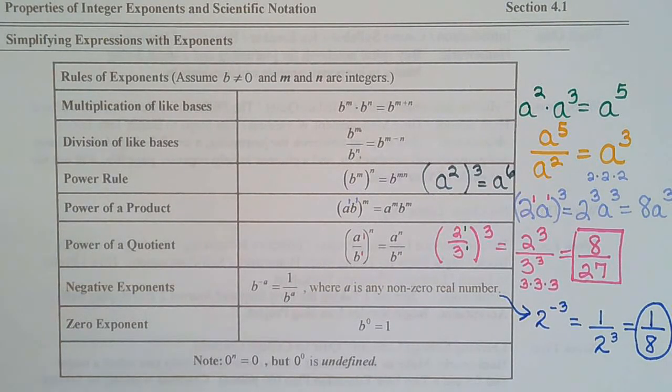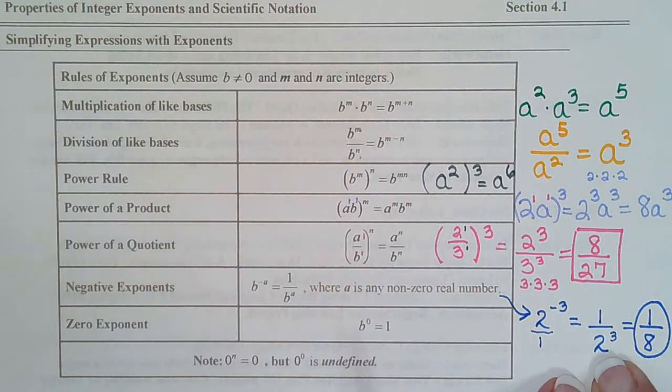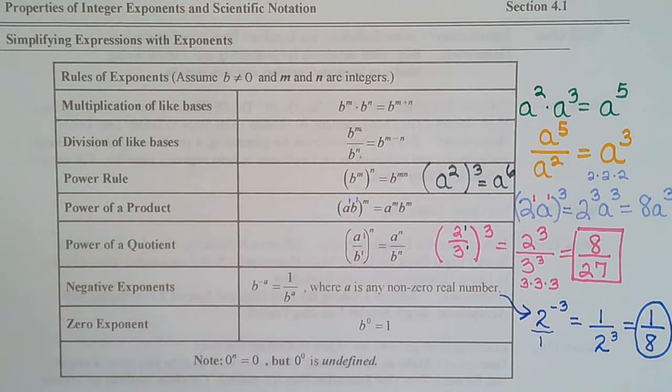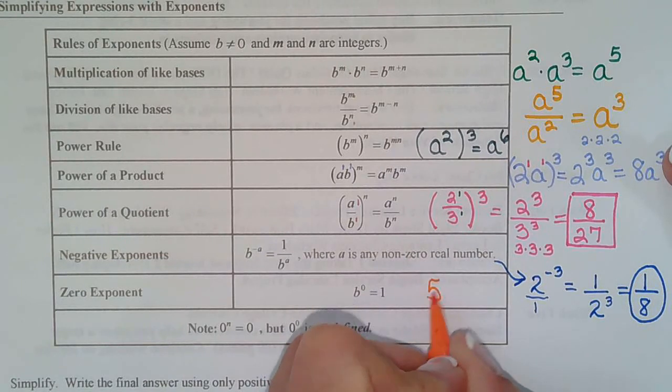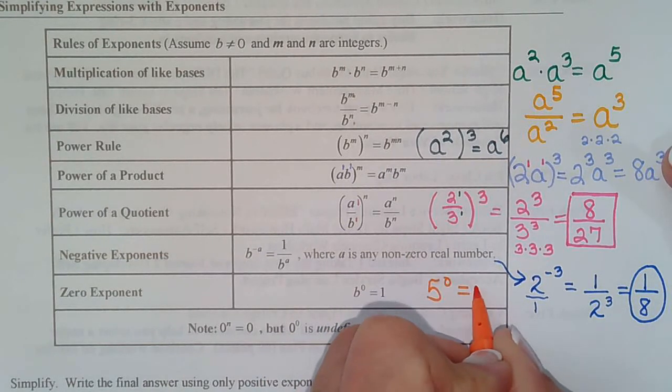So negative exponents can be made positive by moving them to other sides of the fraction, because right now it's in the numerator. When I bring it down to the denominator, the exponent becomes positive. And anything to the 0th is 1. So we could say 5 to the 0 equals 1.